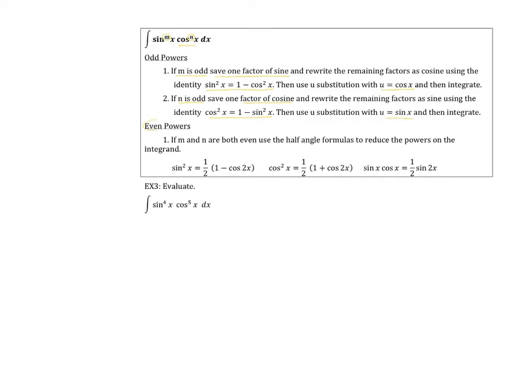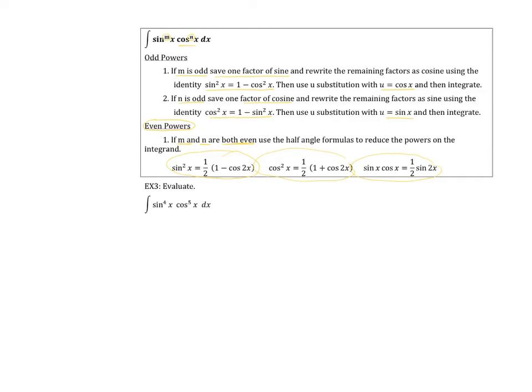Now, even powers, that's a little bit different because both m and n have to both be even. And then what you're going to be doing is, and again, this is super tedious, is you're going to be using the identities here to just reduce the powers and keep reducing the powers until it's something that you can integrate. Now, I would never give you something long like that on an exam. That's just way too much of a waste of your time, actually. So let's just look at an example.